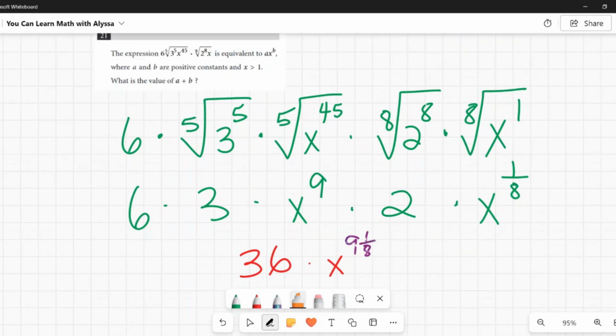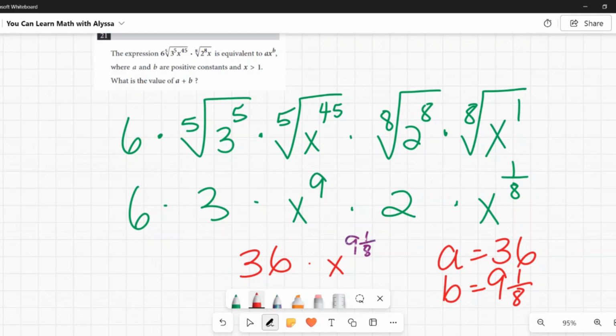Okay, so let's go back up to the top. It says this was equivalent to a times x to the power of b. Well, I've got that. I've got my a times x to the power of b. So I know what my a's and my b's are. So my a is going to be 36 and my b is going to be 9 1/8 or 73/8. Either way, it's fine. We're going to have to do some conversion at some point or division in a calculator. It doesn't matter when we do it.